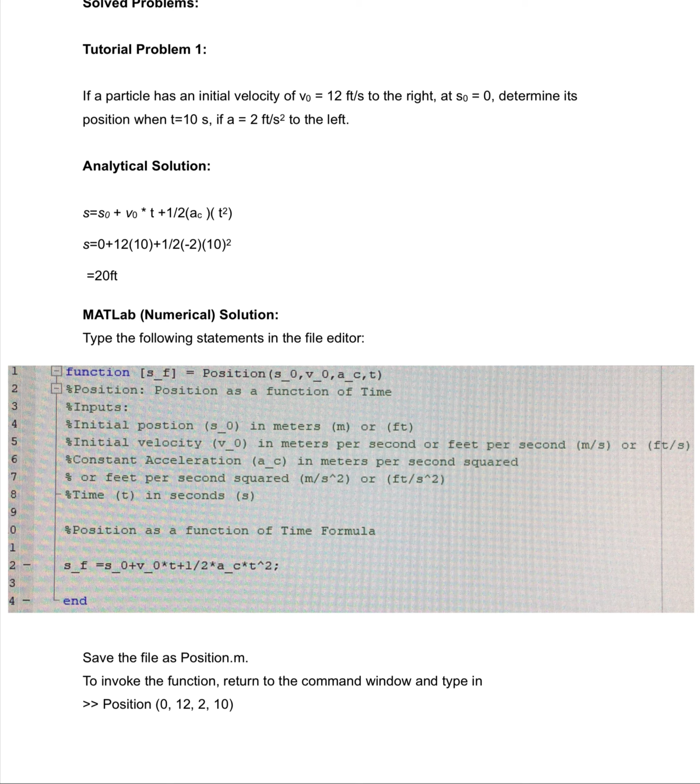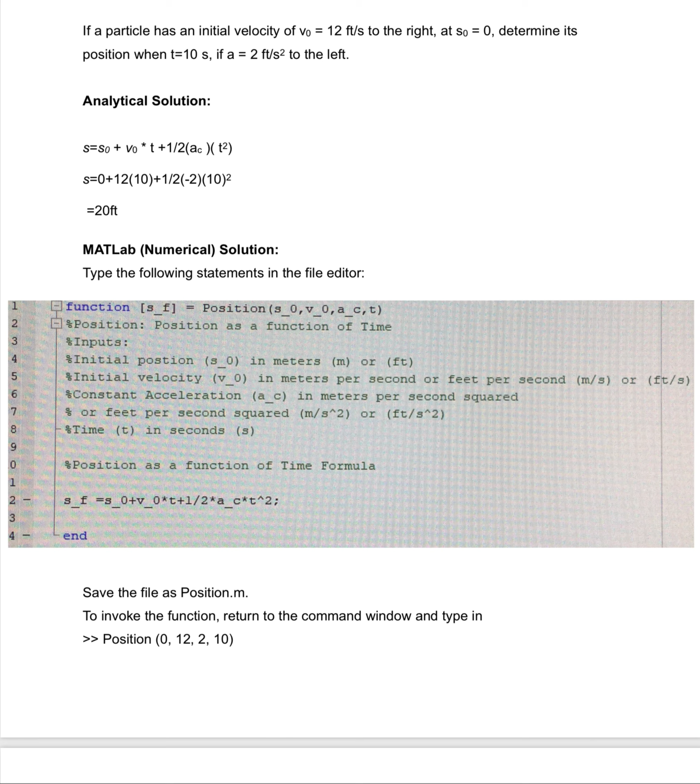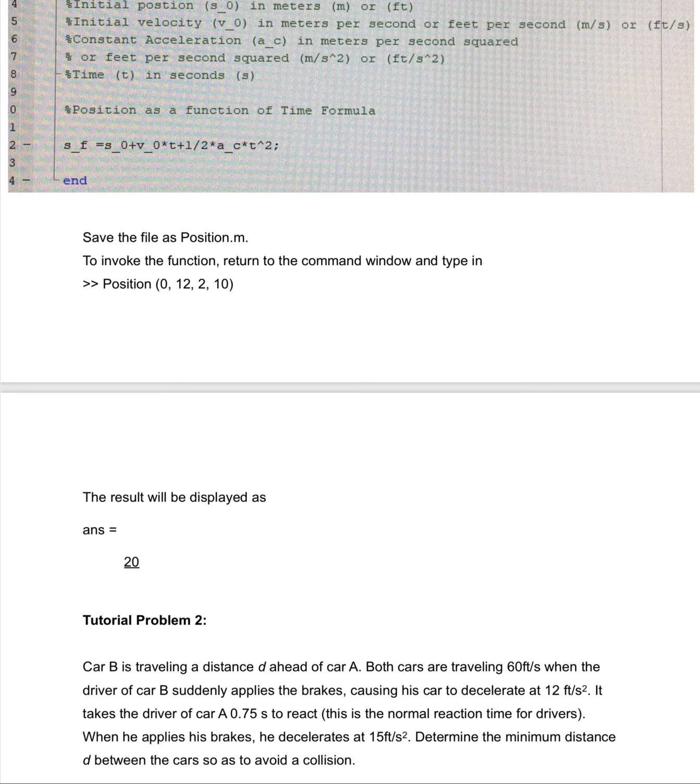Or we can plug into the MATLAB numerical solution here, with simple coding of just typing in the formula and putting in the variables up there in the function file. Say the file is position.m, and invoke the function: return to the command window and type in position and then the numbers that correlate to the different variables. So in this problem it would be 0, 12, 2, and 10, and the result would be 20.